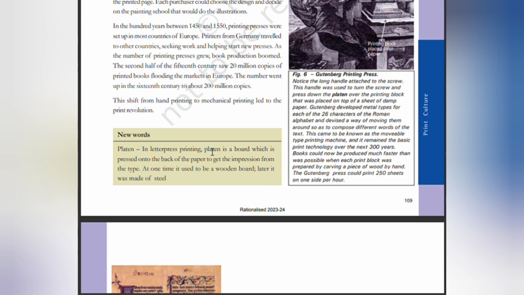Platen. A letterpress printing platen is a board which is pressed up against the back of the paper to get the impression from the type. At one time it was a wooden board; later it was made of steel.